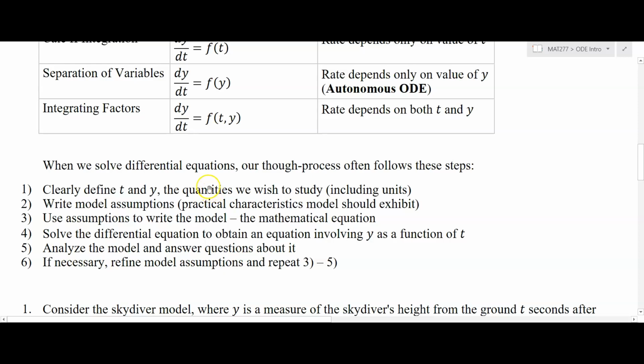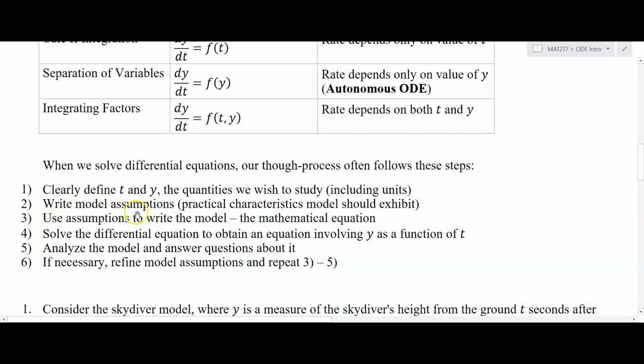So when we solve differential equations, our thought process often follows these steps. Clearly define your variables, right? So we want to know, okay, what's time? Is time measured in hours? If it is, hours since when? Y, what does y measure? Are we looking at population size? Is it population size of elk in millions of elk? We have to be very clear in defining those, because defining those will tell us the units of dy dt.